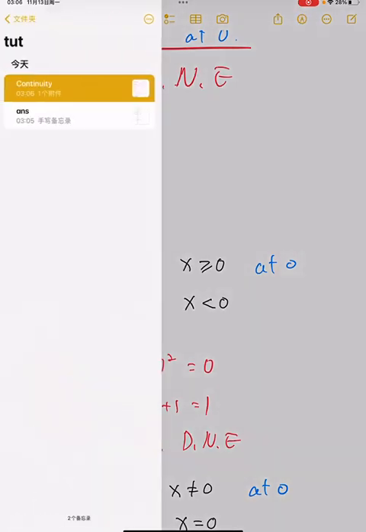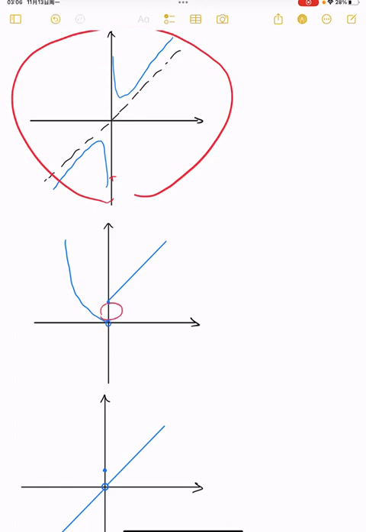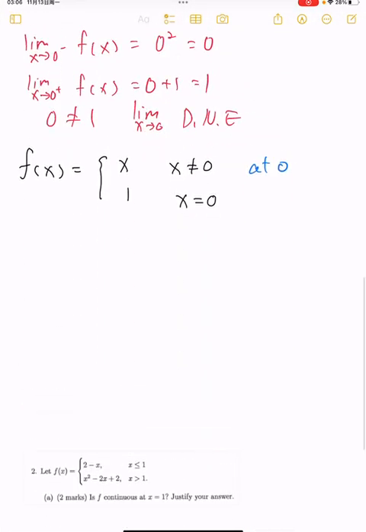Let's again look at the graphs. You can see there's a huge gap here, so indeed this function is not continuous. Finally, let's look at this third example. Is this function continuous at 0?